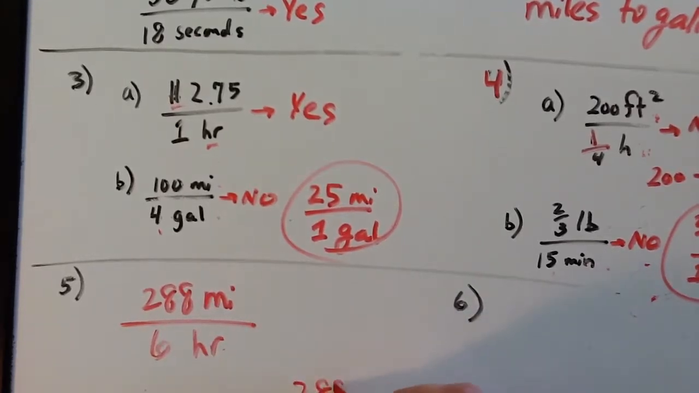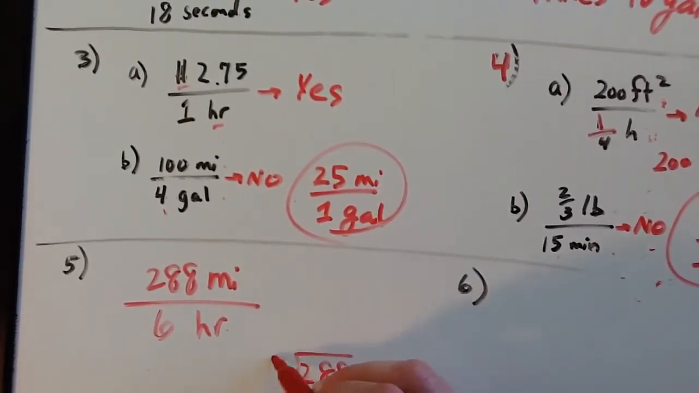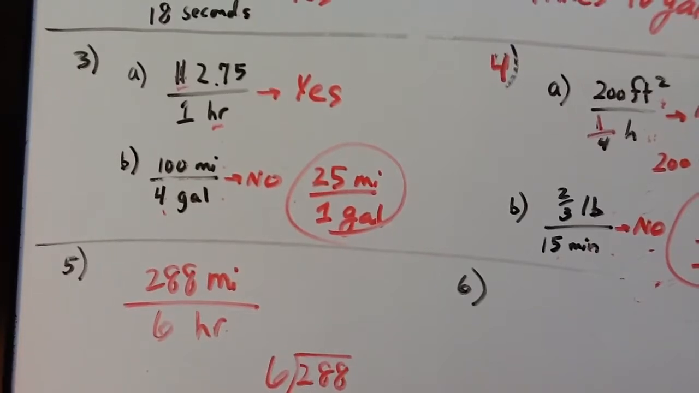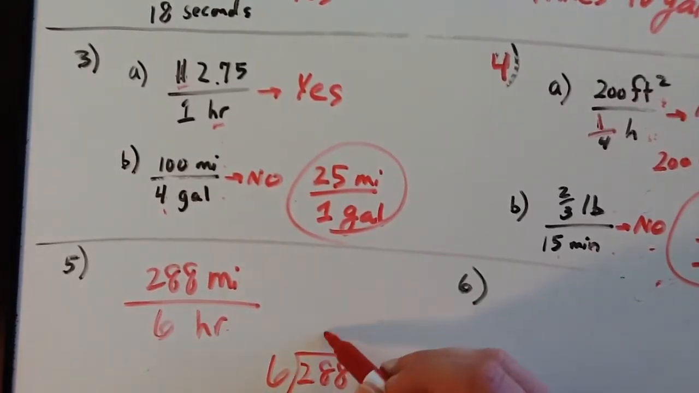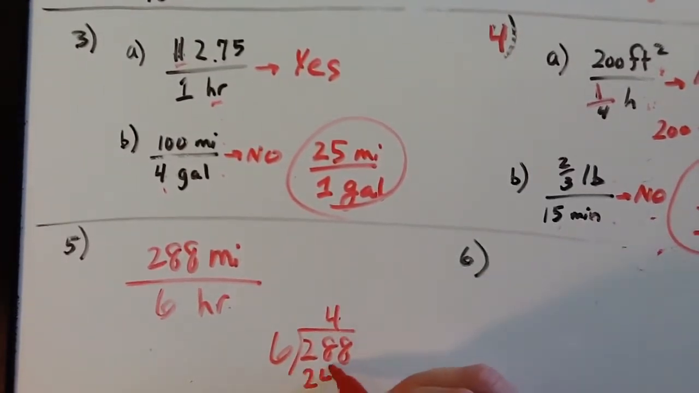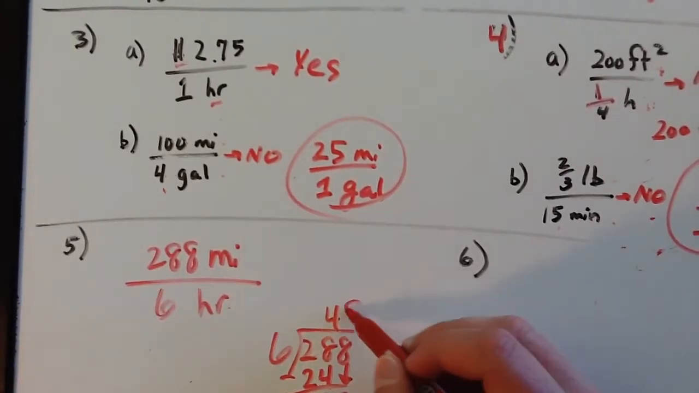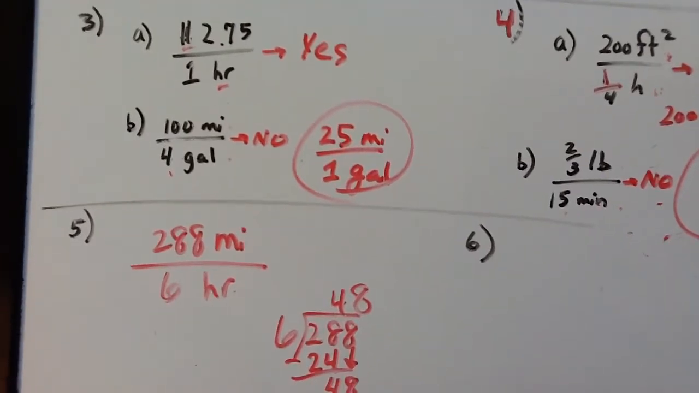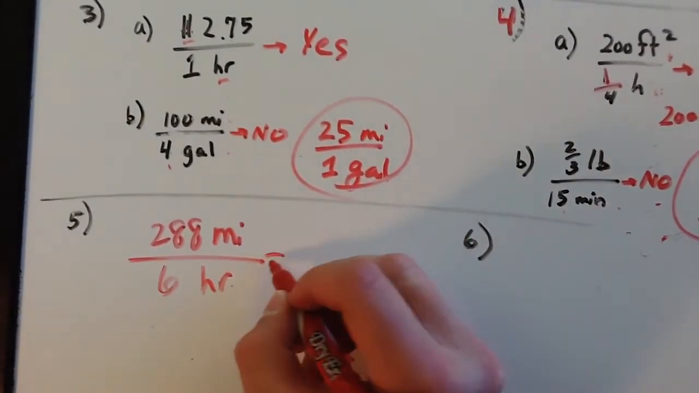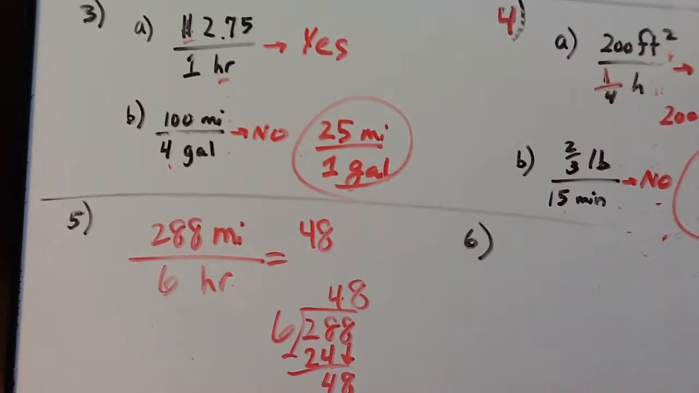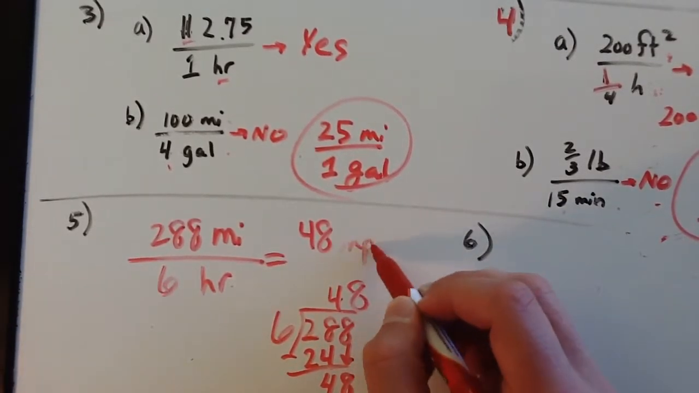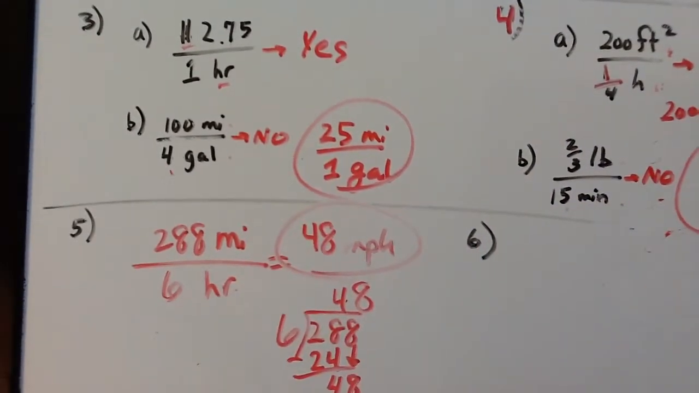So top number inside the division bracket, bottom number outside. Once you do the long division, you will see that 6 goes into 28 4 times, because 4 times 6 is 24. You would subtract, bring down your next digit, and 6 goes into 48 exactly 8 times. Right? So we are traveling 48 miles per hour, or I could write MPH, miles per hour.